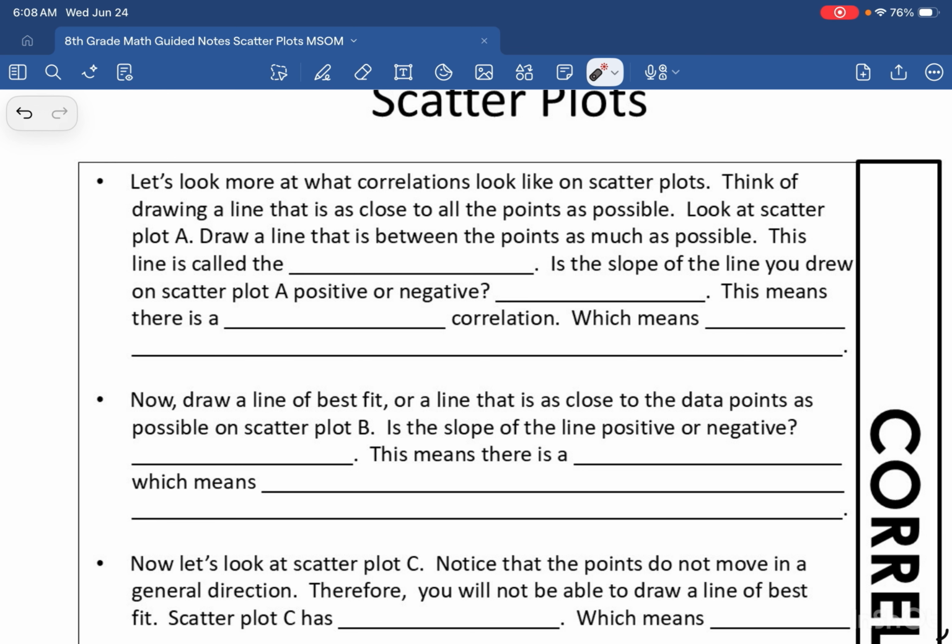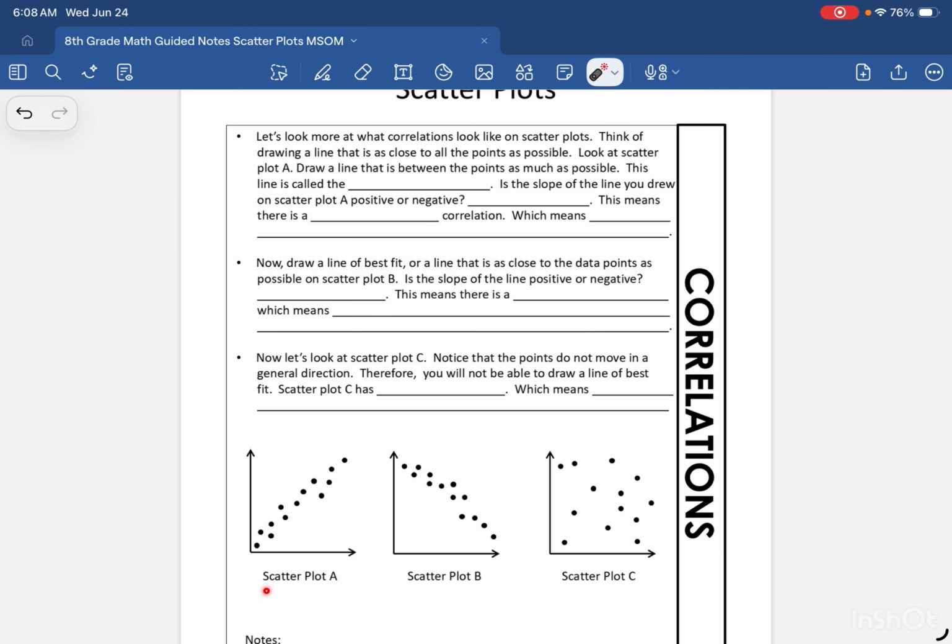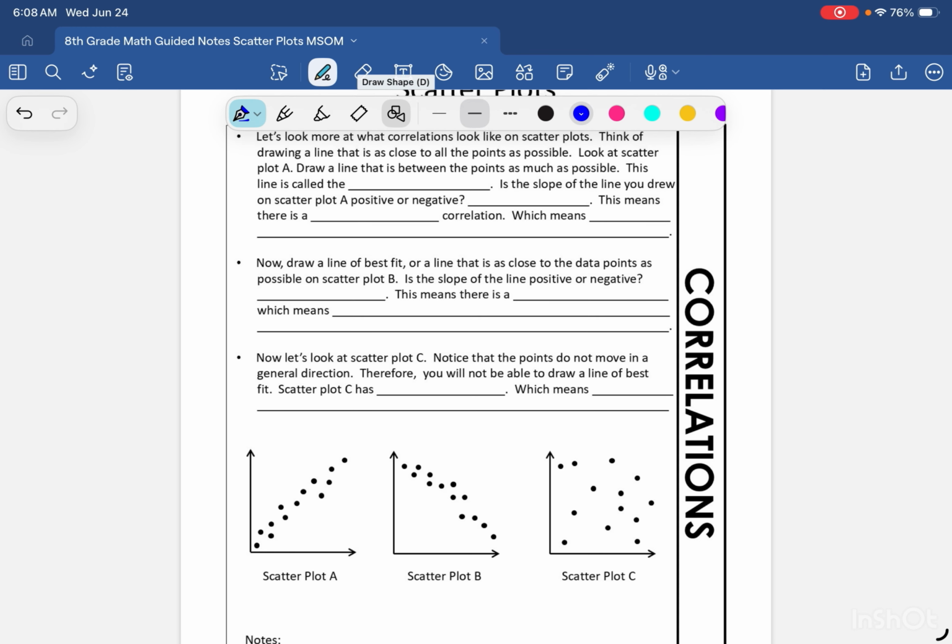Let's look more at what correlations look like on scatter plots. Think of drawing a line that is as close to all the points as possible. Look at scatter plot A. Draw a line that is between the points as much as possible. Okay, so we're going to draw a line that goes through the points as much as possible.